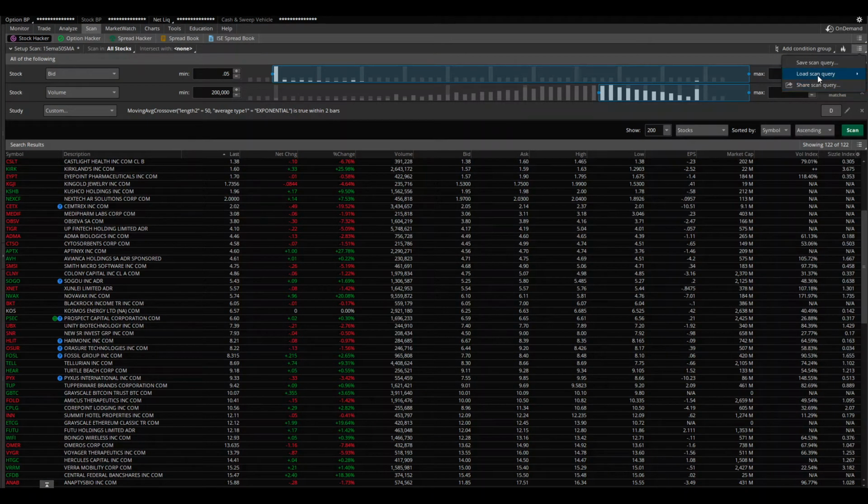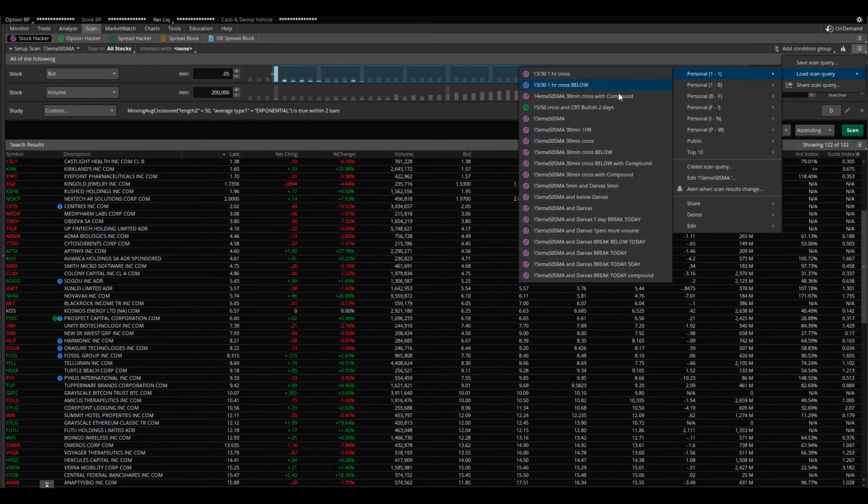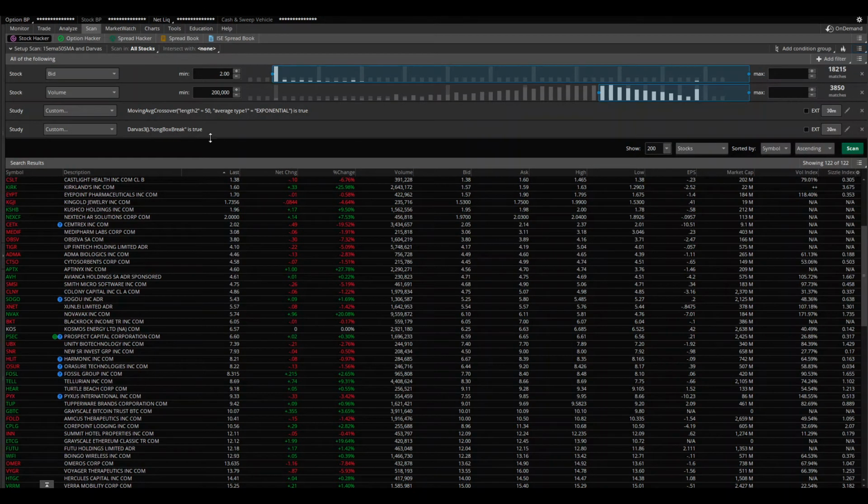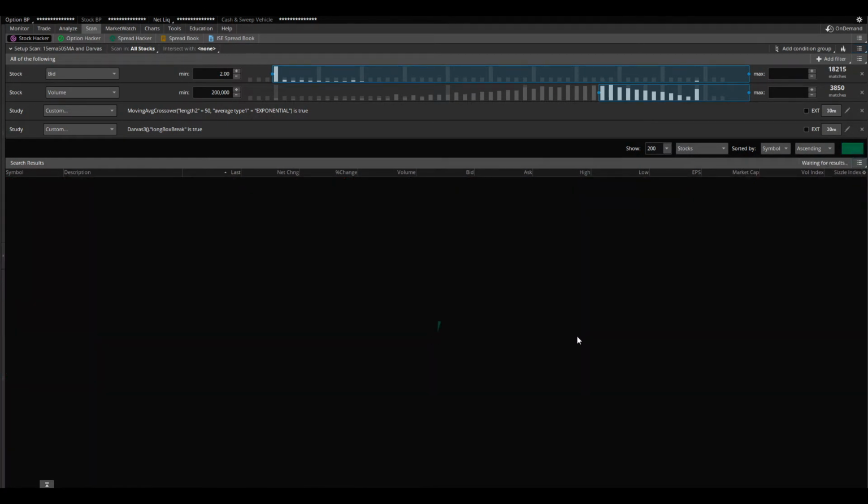So there's that setup, that scanner. Another one. So here's one that actually is looking for a break of the Darvas box and the 15/50. Oh, I'm on the 30-minute. I want to change these today.